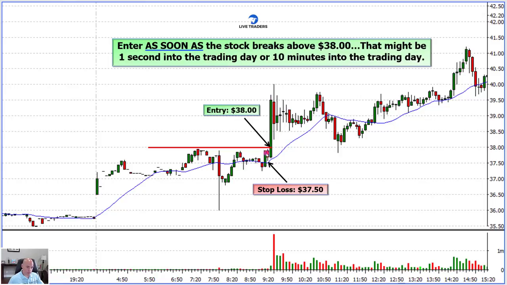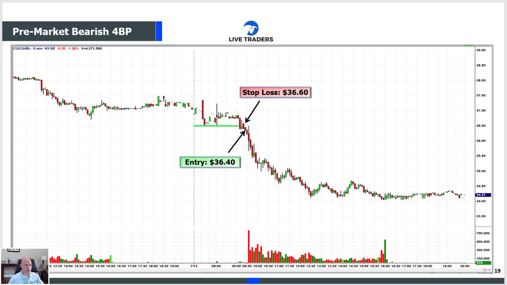This is all in the pre-market. This wide range green bar, that's when the market opened. Right there, you can see the volume spike. That's when the market opened. You're going to get into it the nanosecond it happens. Whether it's 9:30 and 1 second, it breaks 38, you're in, stop 37.50. Whether it's 9:34, get in at 38 bucks. Whether it's 9:35, get in at 38 bucks. It's a 3-bar play, and it's breaking above double top prior pivot resistance.